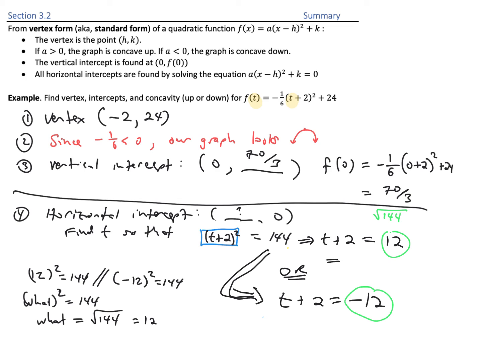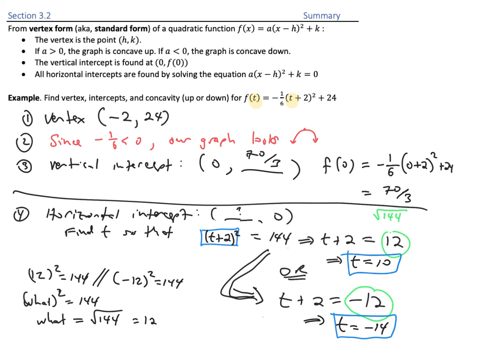Once we get to this point, now I can just do my normal algebra of subtracting 2 from both sides. So I'll have t equals 10 would be a possibility here. Down here, again, I'm subtracting 2 from both sides, and it'll tell me t is negative 14. So these are my two answers for t. These are the two solutions that I have to this equation.